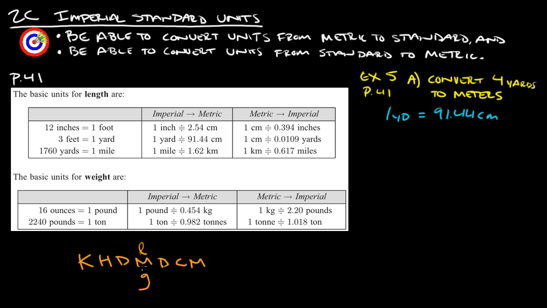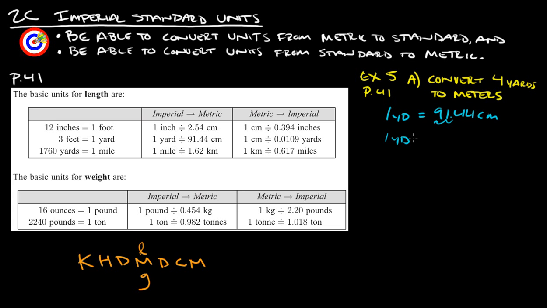Basically, as you move to the right, you move the decimal to the right. As you move to the left, you move the decimal to the left. We are at centimeters, but we want to be at meters. Here's centimeters, that's millimeters, and here's meters. So we want to move 2 spots to the left. To convert this 91.44 cm to meters, we move this decimal back twice.